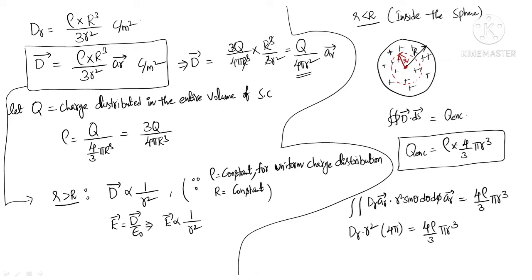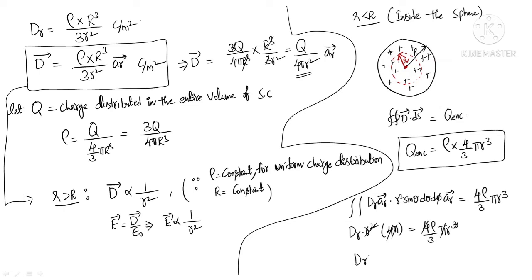4 by 3 pi r cube is the volume of the imaginary sphere of radius r. Okay, and rho is the volume charge density. When you multiply rho with the volume, you will get q up to that volume. That's why I have multiplied these two things. Now let us cancel the similar terms. 4 will get cancelled, 4 pi gets cancelled, pi, and r square, and here you will have 1 r.